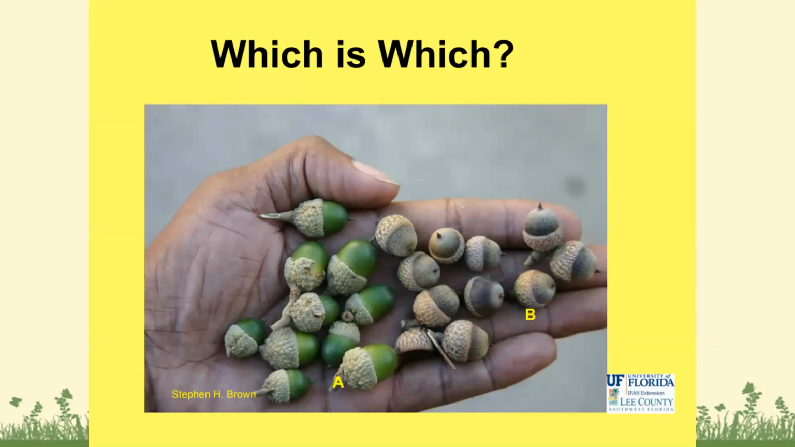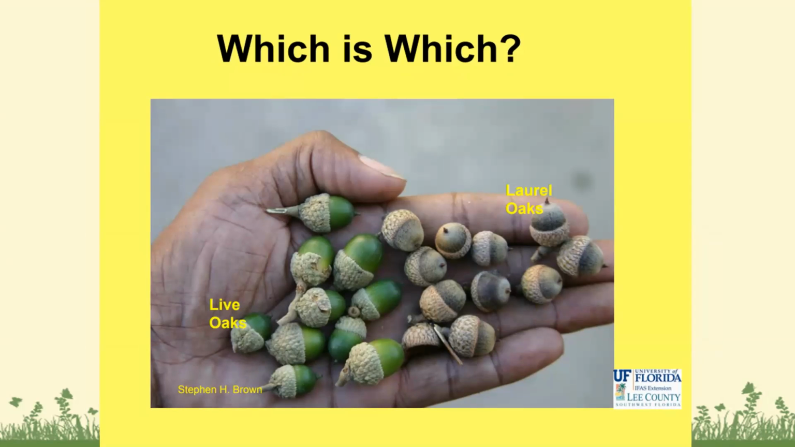So just to yourself here, based on what we've seen so far, think to yourself, which one is A and which one is B in terms of species? Which one is the live oak and which one is the laurel oak? And then you can see here that the live oak are the seeds that are longer, whereas the laurel oaks are these more circular shaped, globe-shaped seeds.